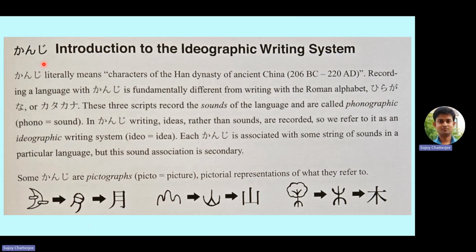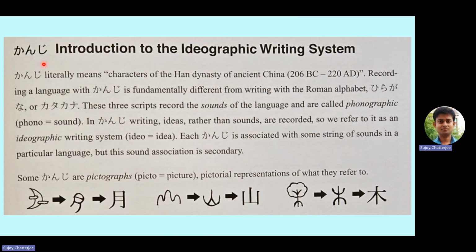So what does that mean? That means these scripts have individual characters, and for each character there is a specific sound associated with it, which remains constant, and we have to concatenate the alphabets to form words, and then groups of words will form a sentence. So this is the phonographic system of writing, which is Roman, Hiragana, and Katakana.